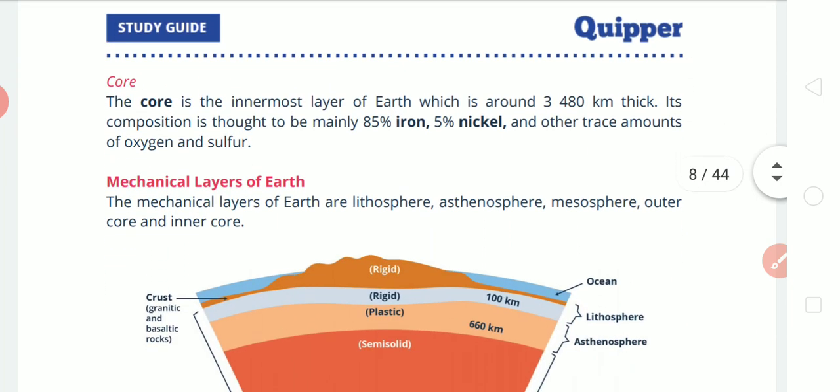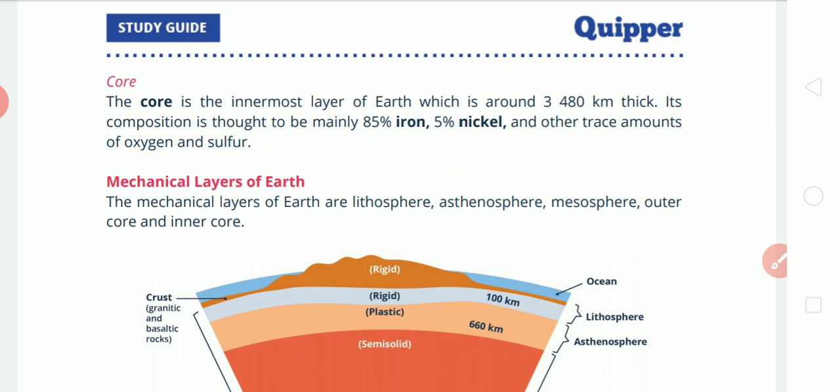Okay, now the next one is the core. The core is the innermost. It is really the very center layer of the earth, which is around 3,480 kilometers thick. Its composition is thought to be mainly 85% iron, 5% nickel, and other trace amounts of oxygen and sulfur.